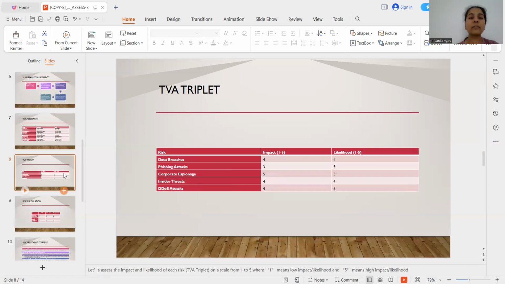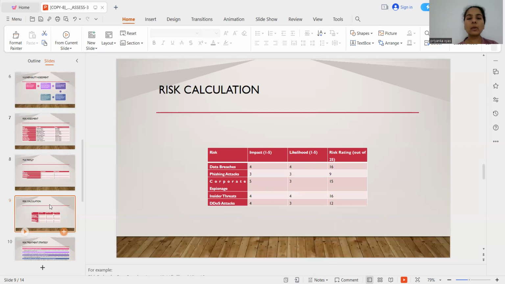Next, the TVA triplet is given, in that risk, impact, and likelihood are given. For that, they are using data breaches, phishing attacks, corporate espionage, insider threats, and DDoS attacks. Next, risk calculation is given, in that for risk they are using impact, likelihood, and a risk rating out of 25, for data breaches, phishing attacks, corporate espionage, insider threats, and DDoS attacks.